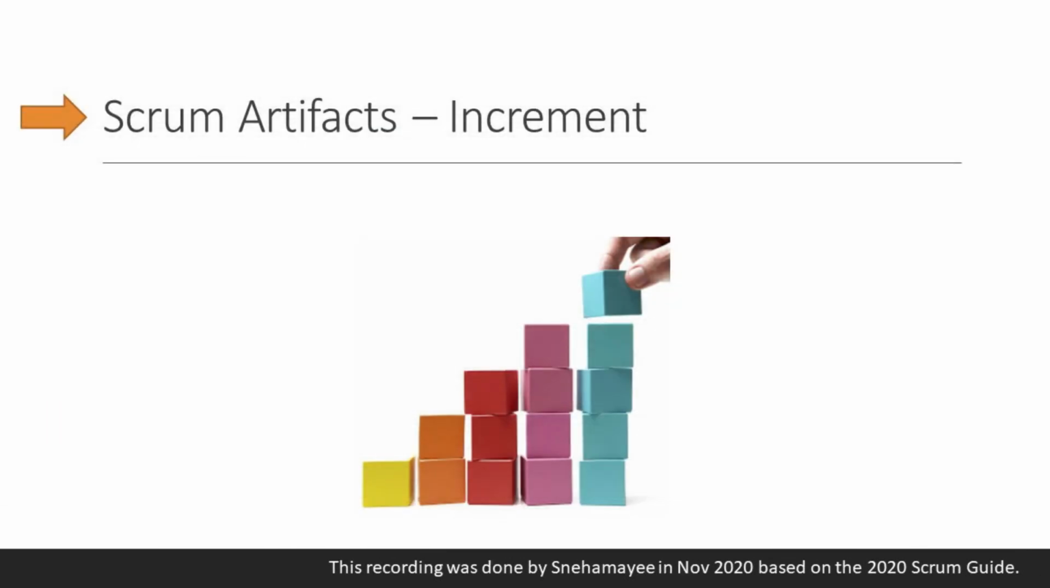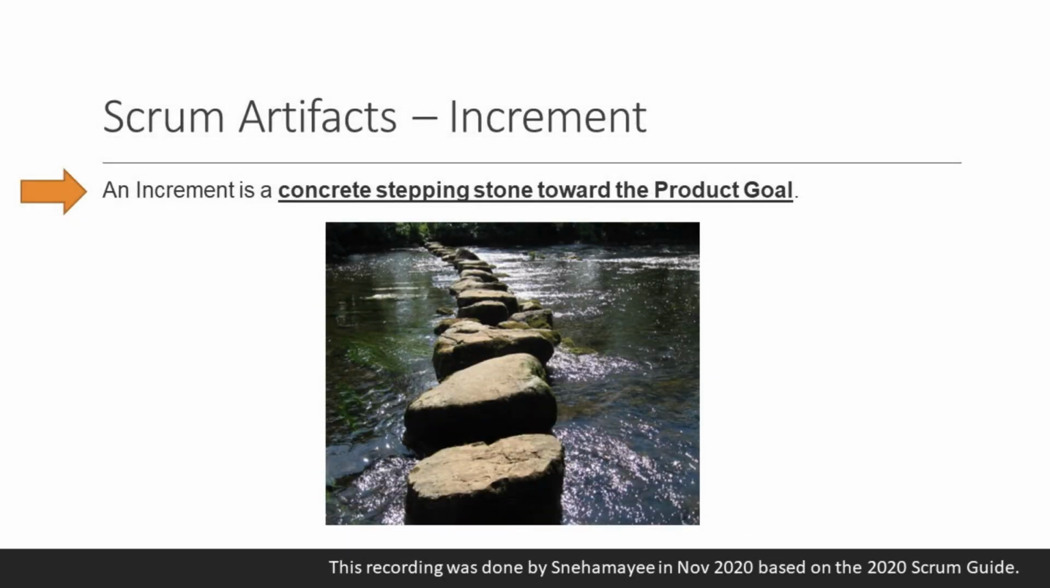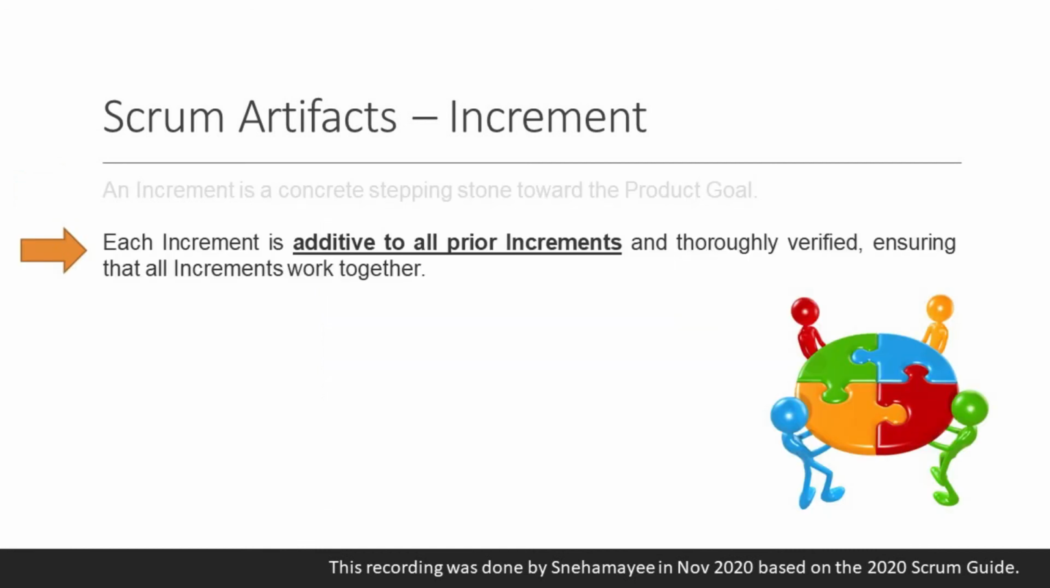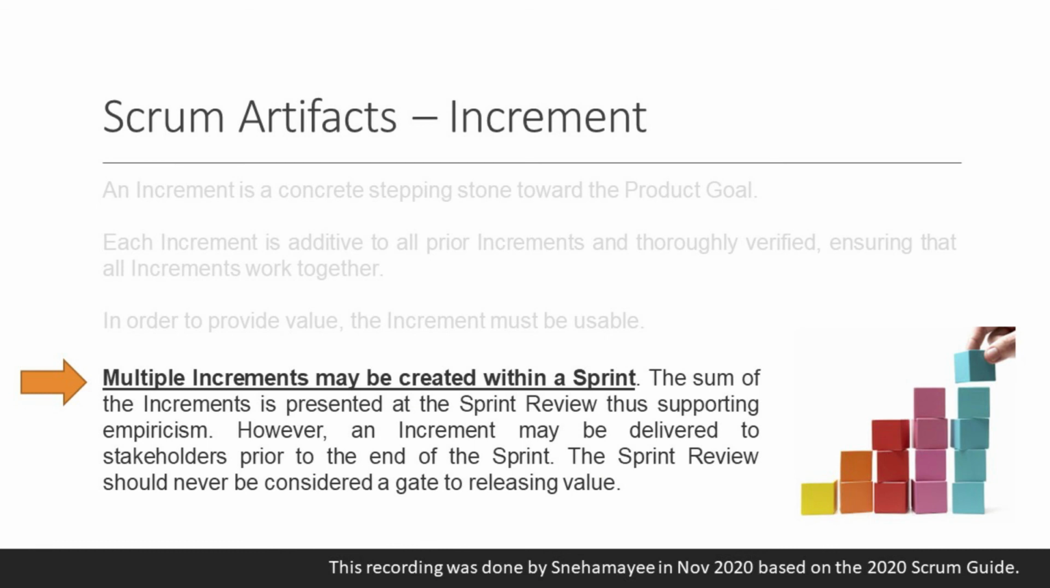Scrum artifacts: increment. An increment is a concrete stepping stone toward the product goal. Each increment is additive to all prior increments and thoroughly verified, ensuring that all increments work together. In order to provide value, the increment must be usable. Multiple increments may be created within a sprint. The sum of the increments is presented at the sprint review, thus supporting empiricism.